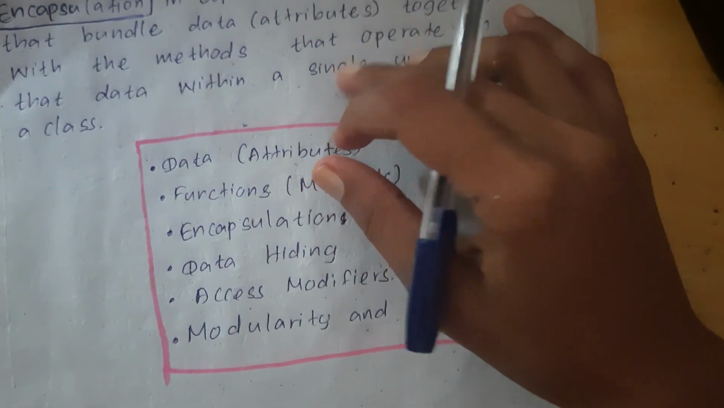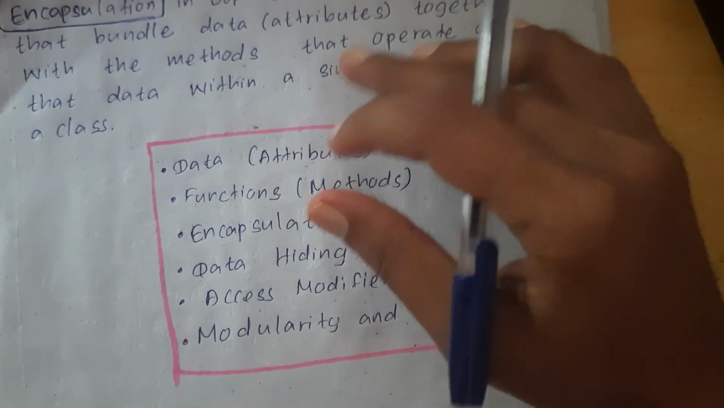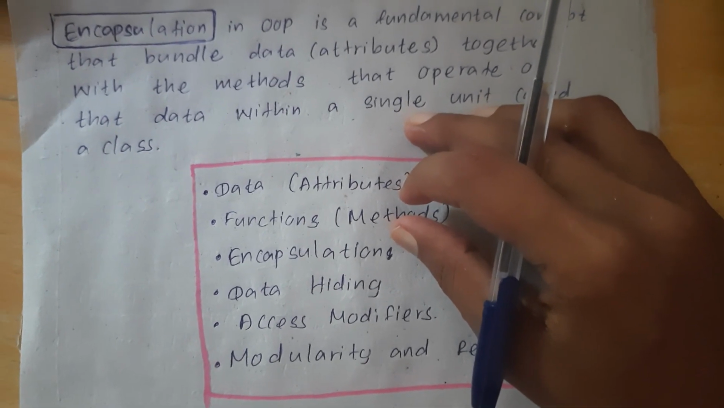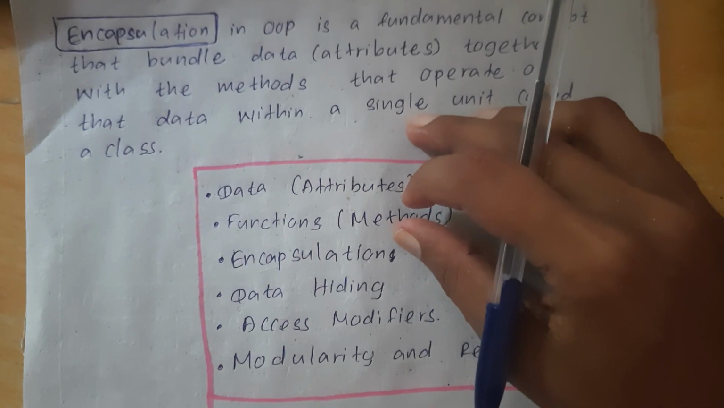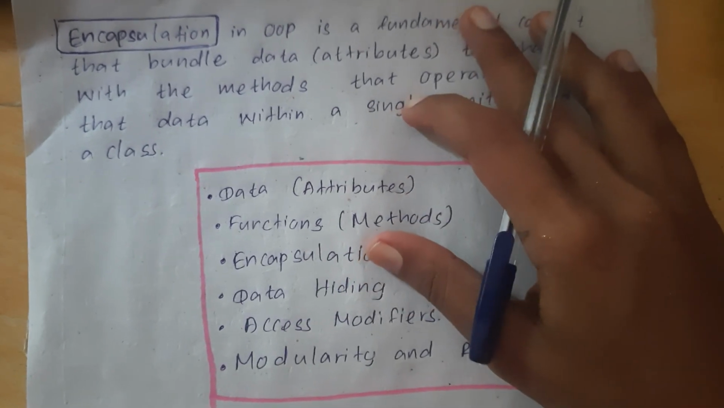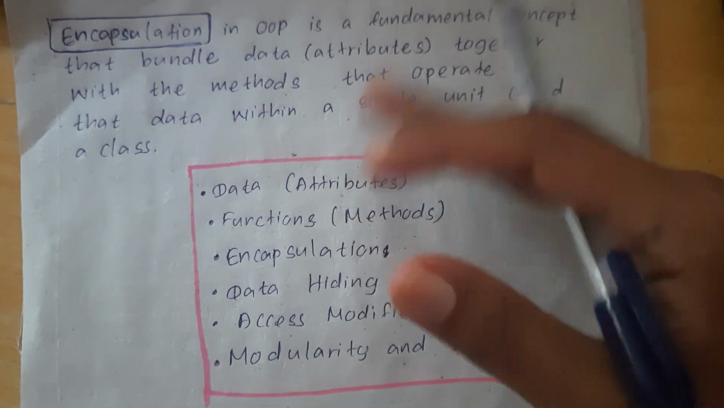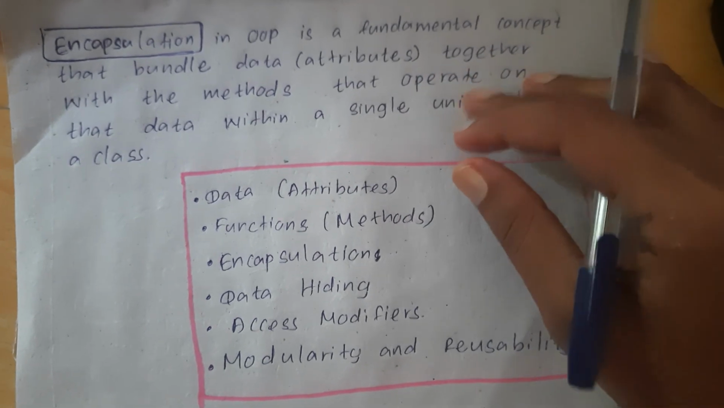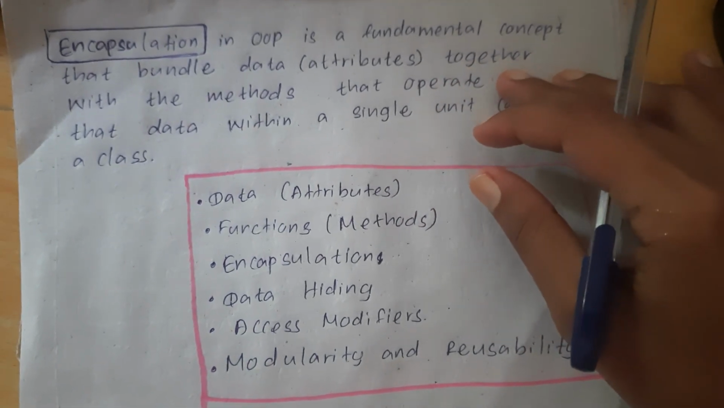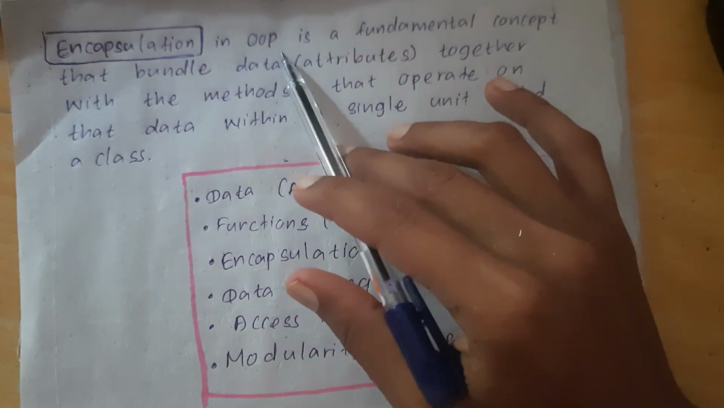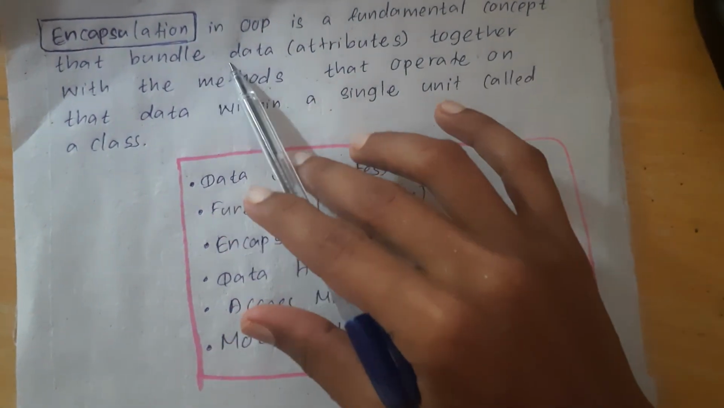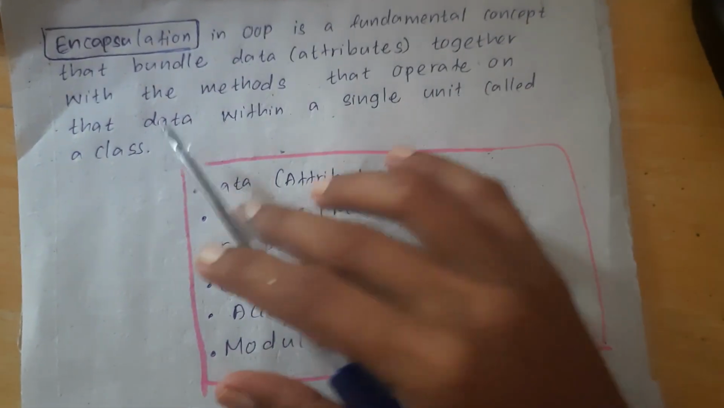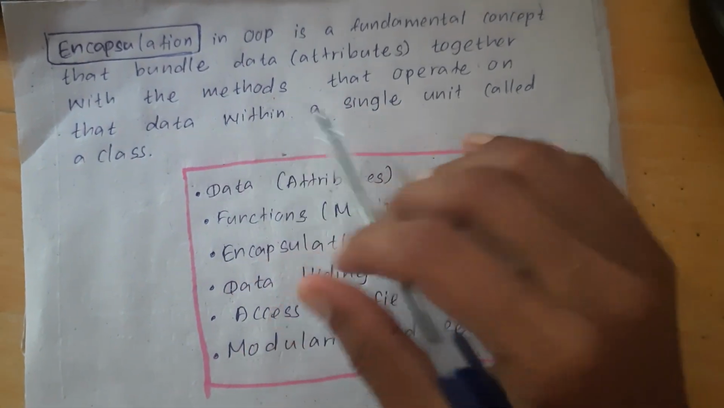What is encapsulation? Encapsulation in object-oriented programming is like creating a secure package. It is a way to bundle data or attributes of an object together with the methods that operate on that data, all within a single unit called a class. A fundamental concept that bundles data together with the methods that operate on that data within a single unit called a class.